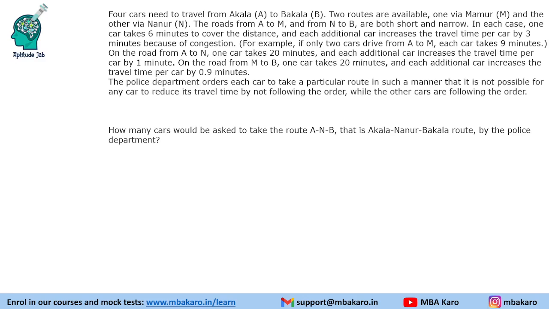For example, if only two cars drive from A to M, each car takes 9 minutes. On the road from A to N, one car takes 20 minutes, and each additional car increases the travel time per car by 1 minute. On the road from M to B, one car takes 20 minutes and each additional car increases the travel time per car by 0.9 minutes.